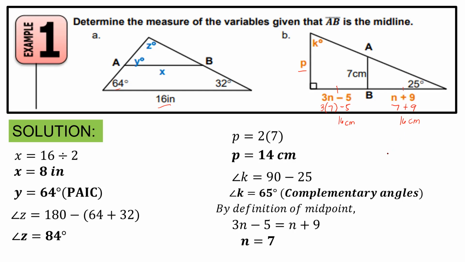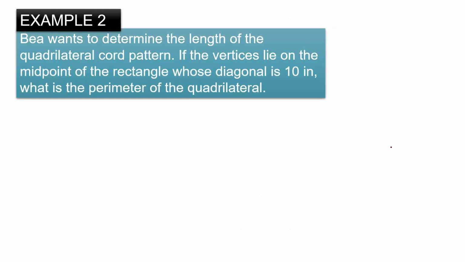So next example, Bea wants to determine the length of the quadrilateral chord pattern if the vertices lie on the midpoint of the rectangle whose diagonal is 10 inches. What is the perimeter of the quadrilateral? Okay, let's illustrate this problem.